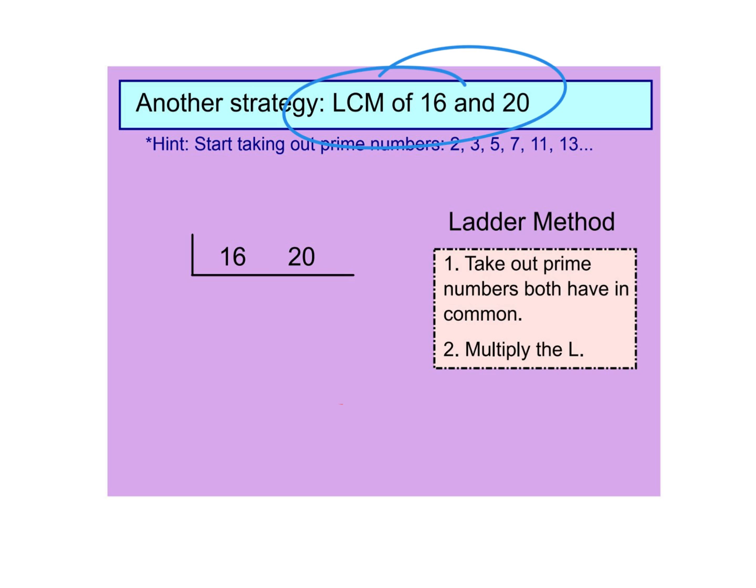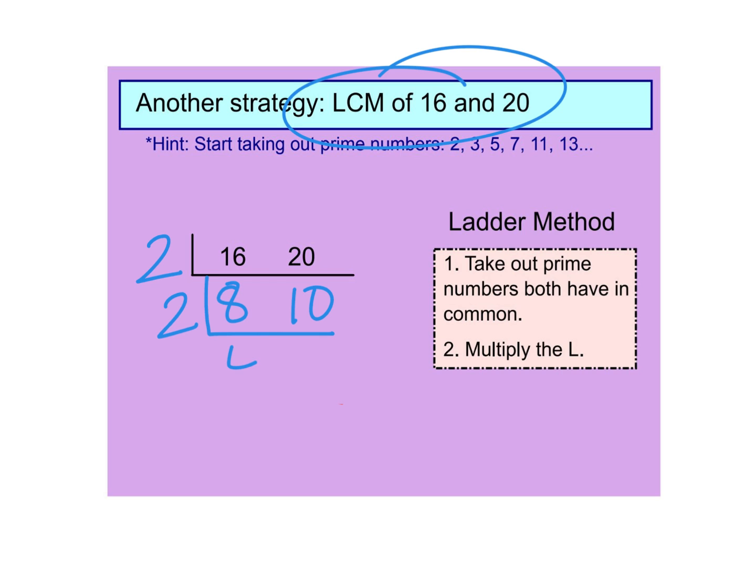So I know 16 and 20 can both be divided by 2. So I'm going to put a 2 out here. And then 16 divided by 2 is 8, so I'm going to put that right below the 16. 20 divided by 2 is 10, so I'm going to put that right below the 20. And then I'm going to add another layer here because 8 and 10 can both be divided by 2 again. So basically I keep going until there is no number that they both can be divided by.